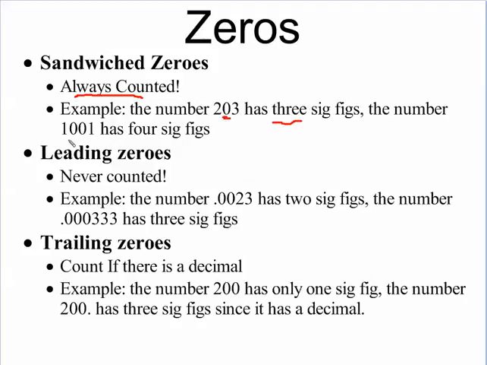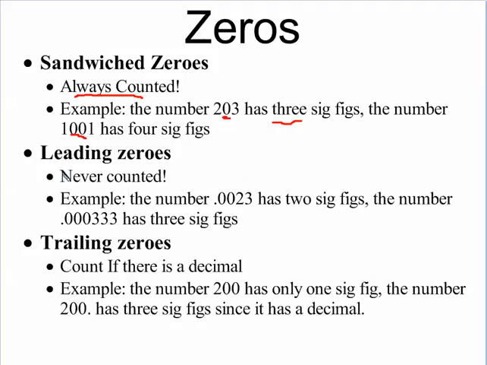Also, the number 1001 has zeros here, and they are sandwiched, but they are also both sandwiched by the ones. Think of it like a double cheeseburger. So you have 2 hamburger patties in the middle, but it's still considered a sandwich. So we would count all 4 of these as significant. So the number 1001 would have 4 sig figs.